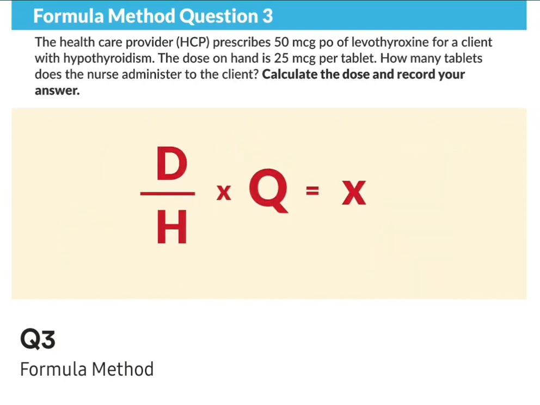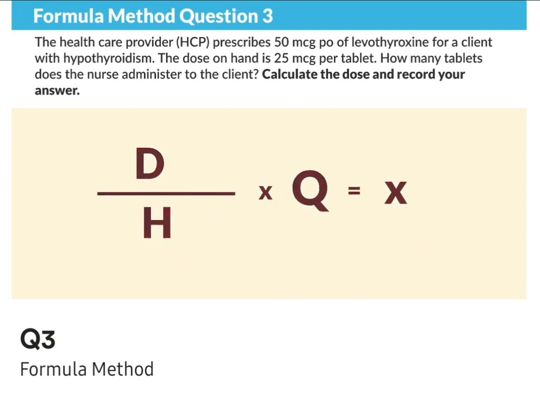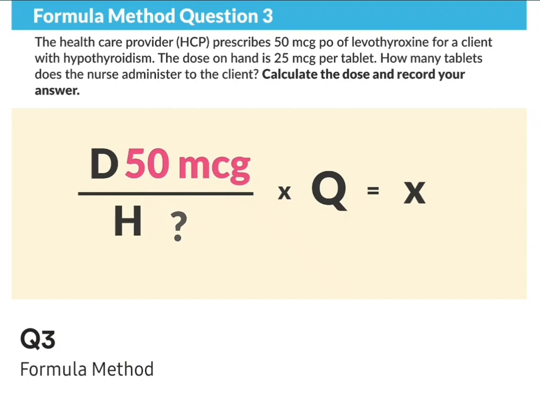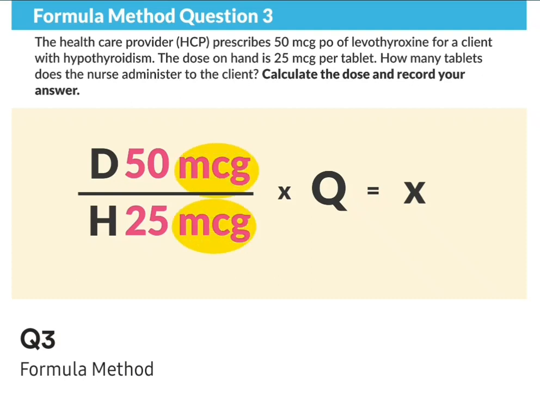Next, we're going to be setting up the formula method, desired over have. So D over H times the Q. Remember, drinks are on the house times the quantity. So what is the desired prescribed dose? Or just think D is the doctor's orders here. So D is 50 micrograms. Now, what is the medication dosage you have on hand? Well, H is 25 micrograms per tablet. Now, just remember, the D and the H have to match, microgram and microgram. So they match.